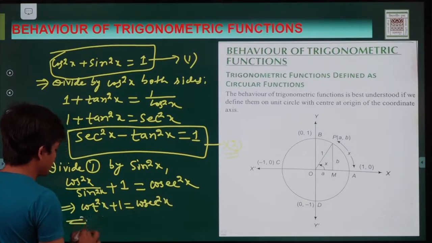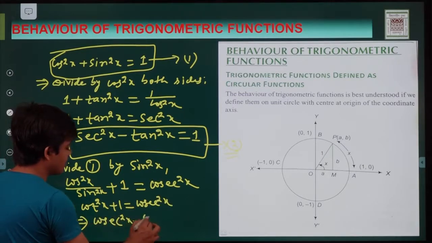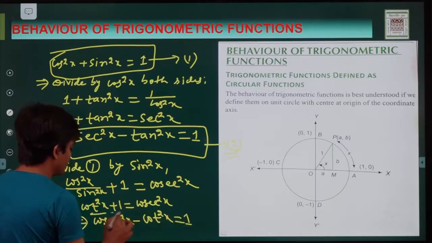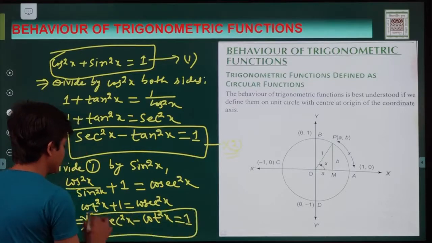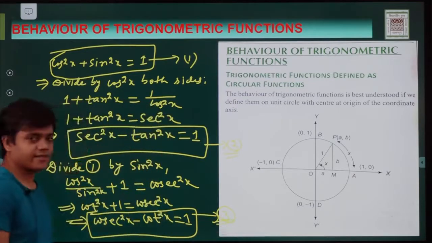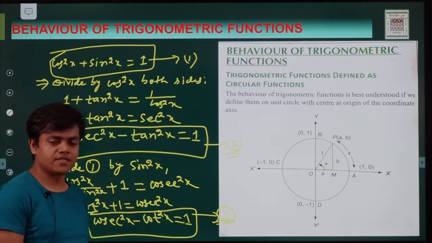So from here this becomes cosec square x minus cot square x is equal to 1. So this is our third equation, third identity. These results will be used many times.